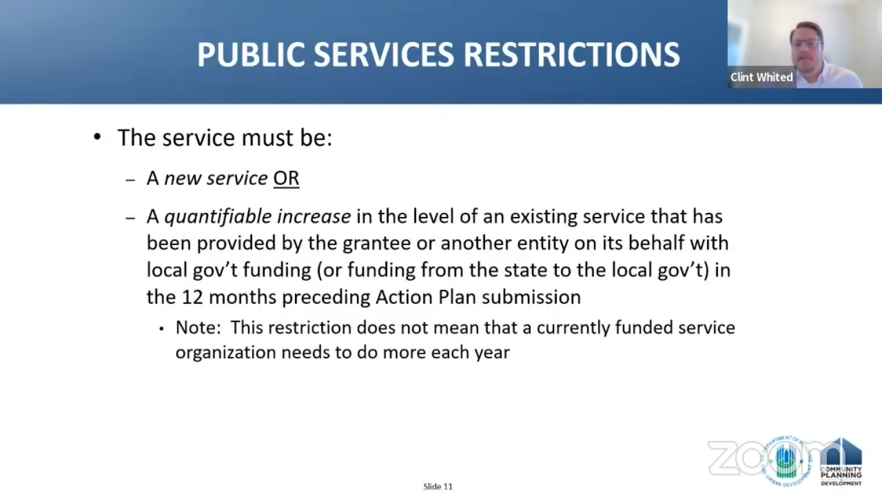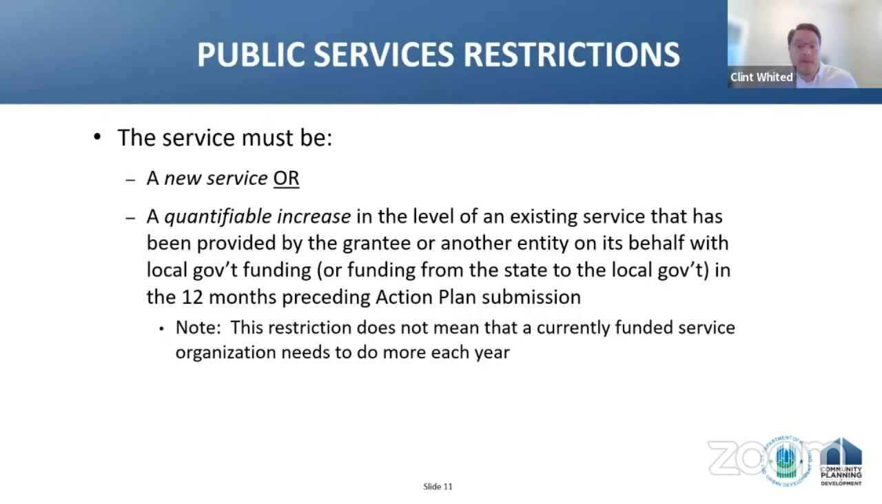When making the decision to fund a public service activity, that public service must be a new service or a quantifiable increase in the level of an existing service. This requirement is applicable to CDBG and CDBG-CV assisted public service activities.